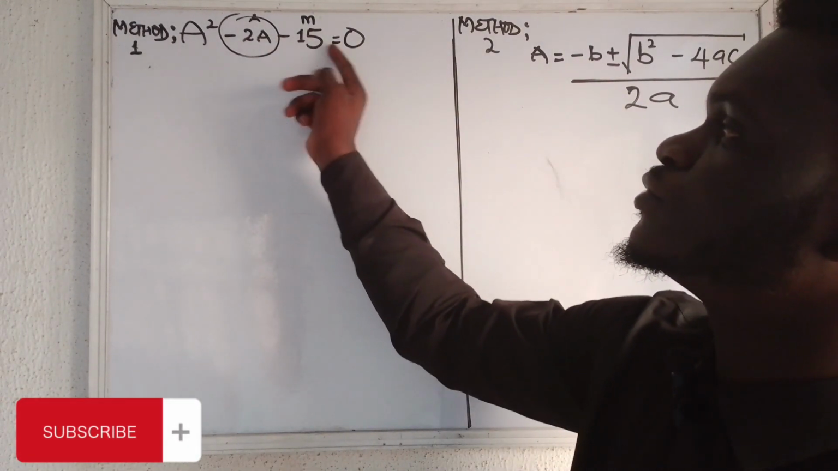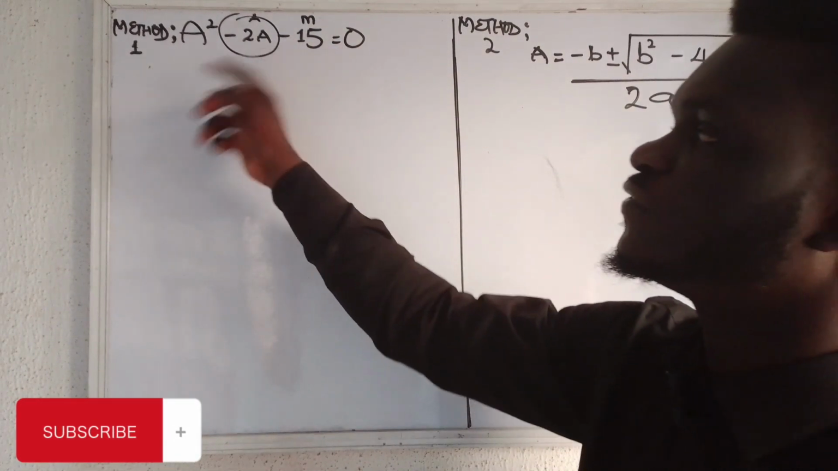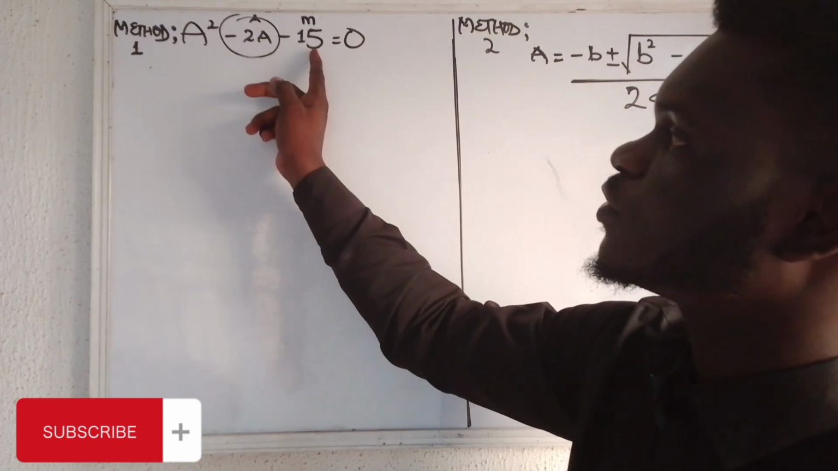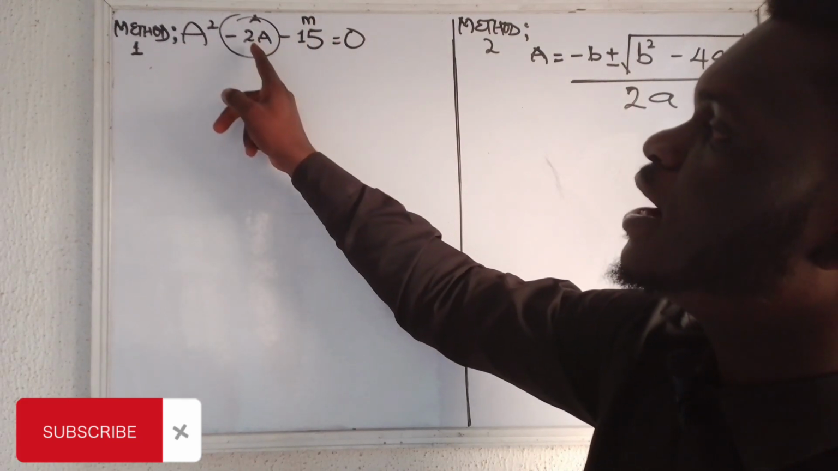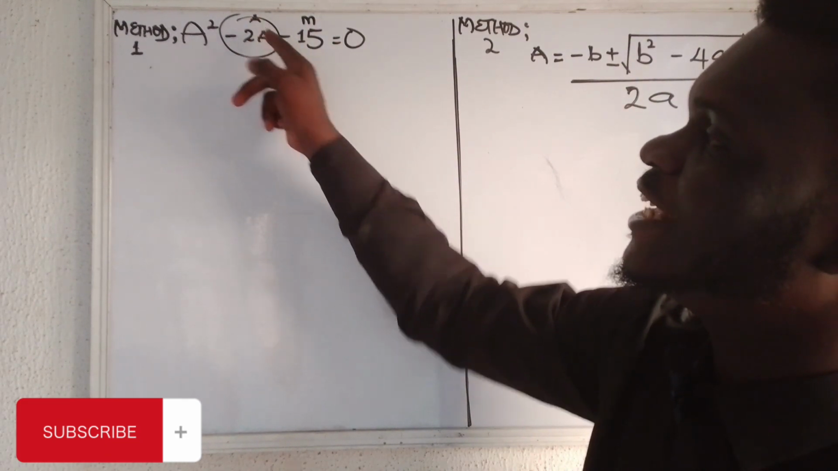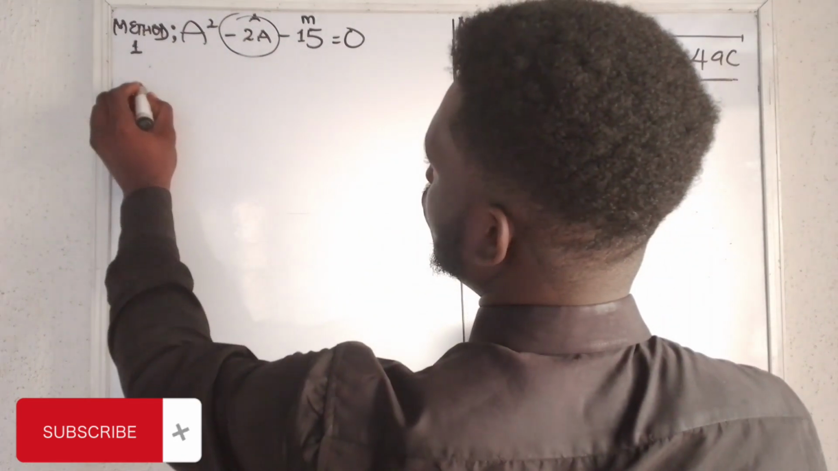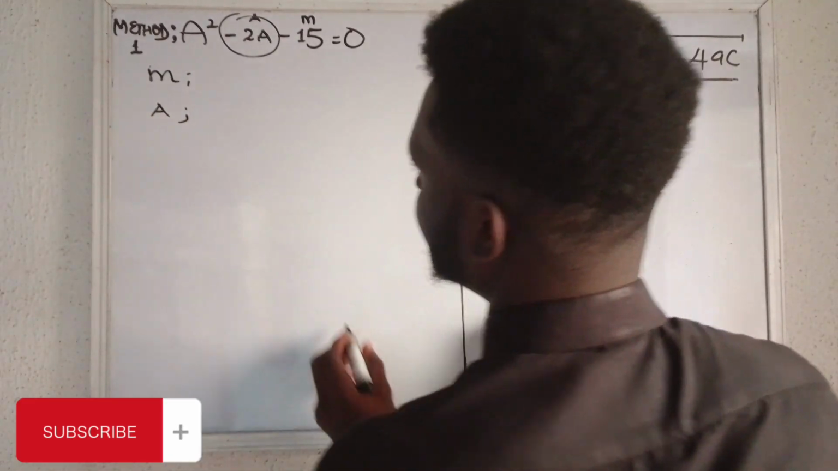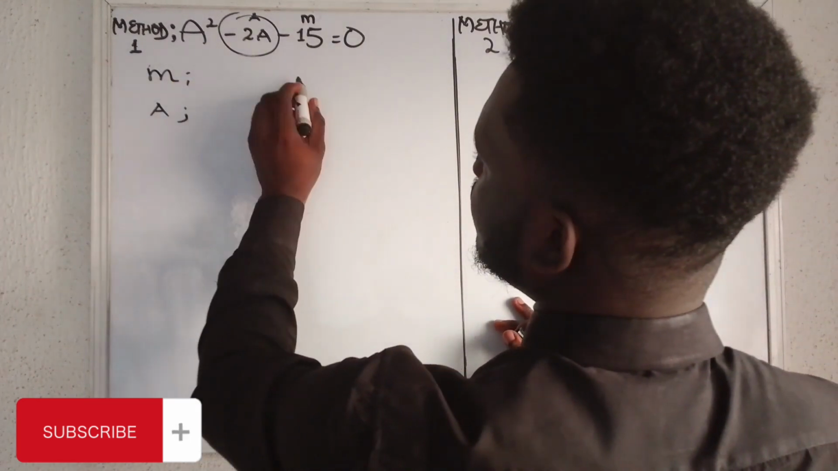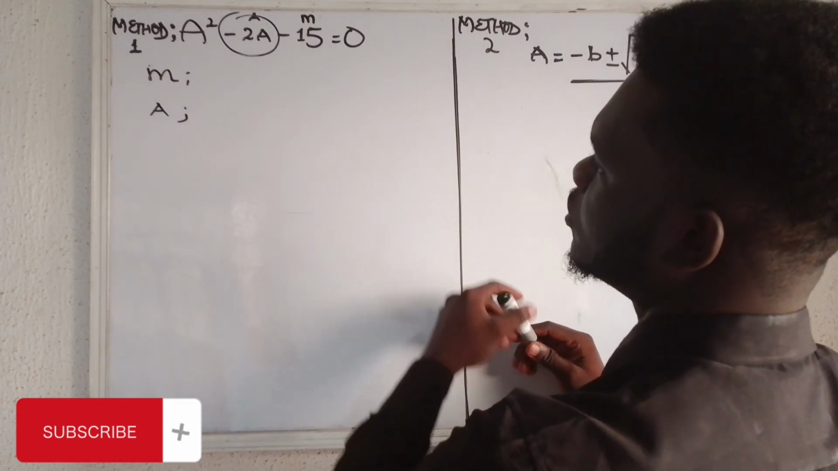I segmented these two sides. Particularly, this is the constant of a quadratic expression. This is the constant. I tagged it M, and this other one I tagged it A. Now you can see this A actually means addition. We have M and A. So the M is talking about multiplication, while the A is talking about addition.